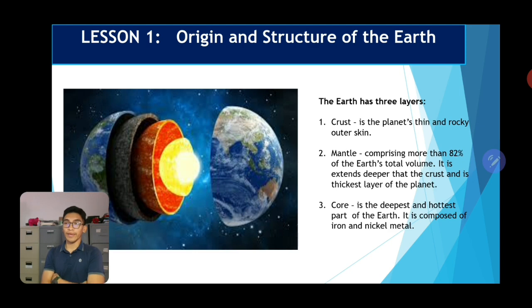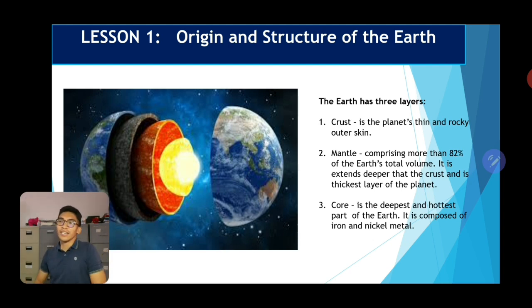Let us put it this way. If the Earth is an egg, a miniature Earth, the egg has a shell. The shell would be the crust. It is the thin layer. That's why when we eat pizza, there is a crust, the thin layer there. That is called the crust.